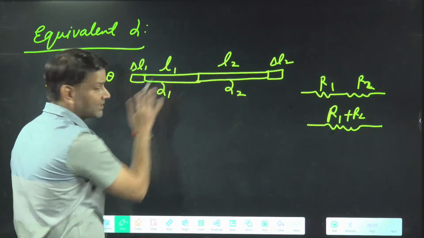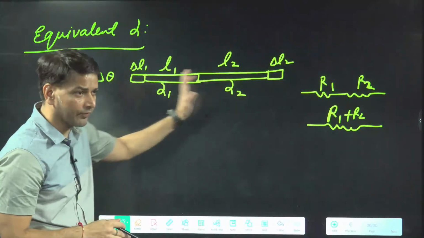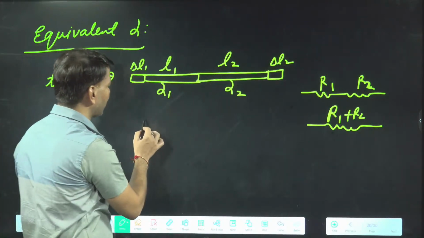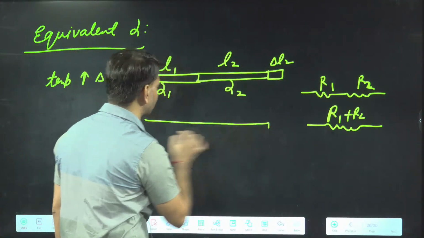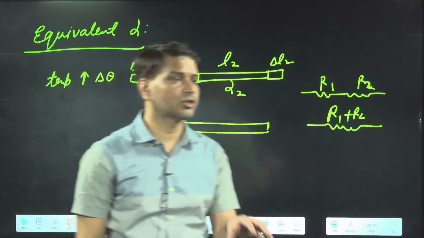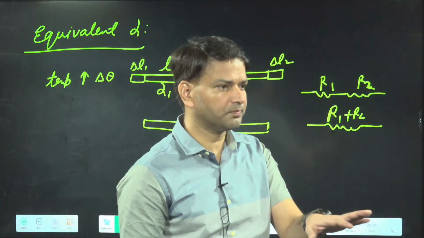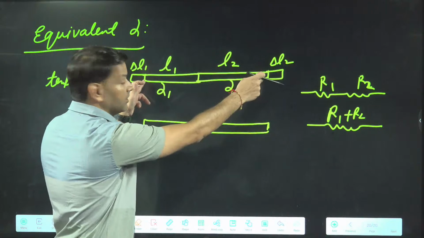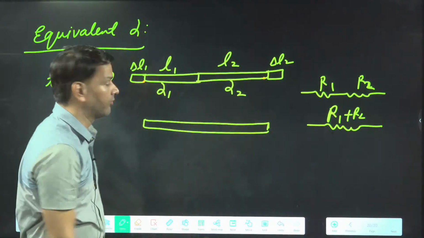Now, what is the meaning of equivalent? If I replace both rods by a single rod, what length will you take for that single rod? L1 plus L2. You will take the length L1 plus L2, because ultimately I have to take the same length. So the equivalent rod will have the length L1 plus L2.